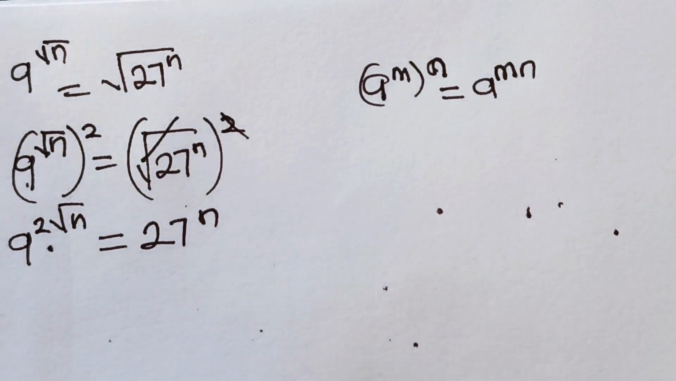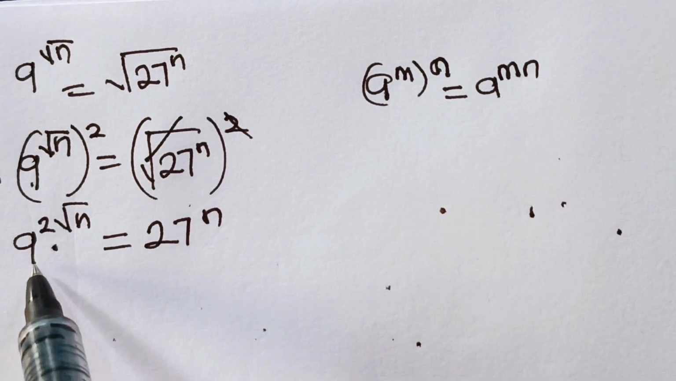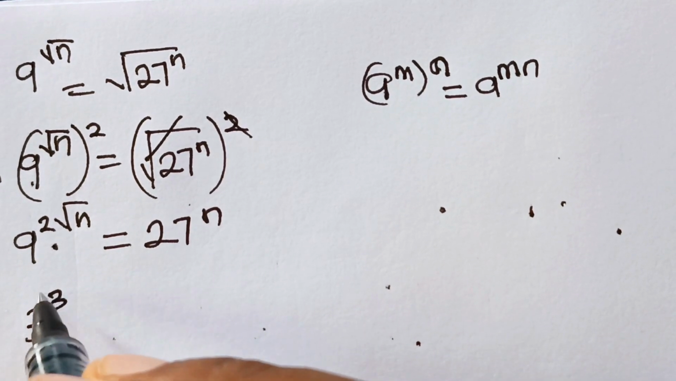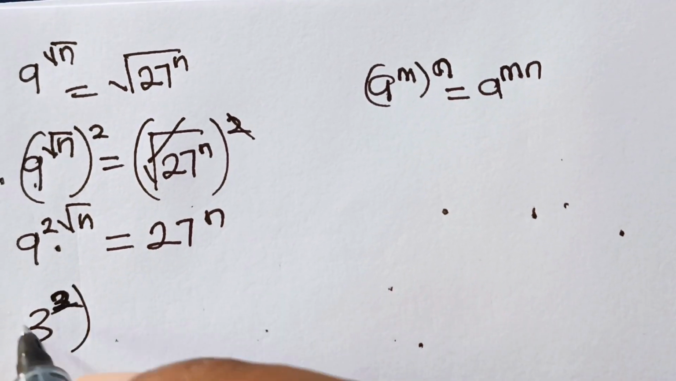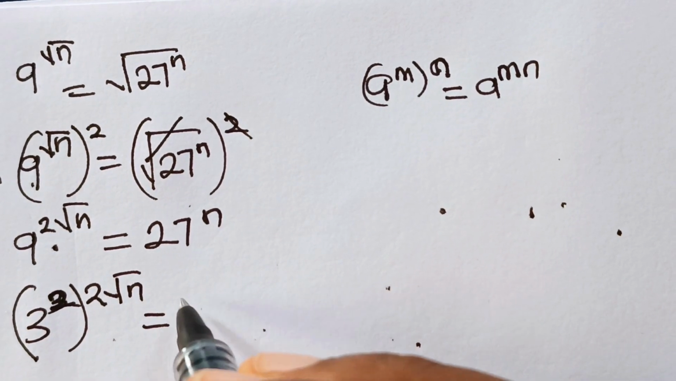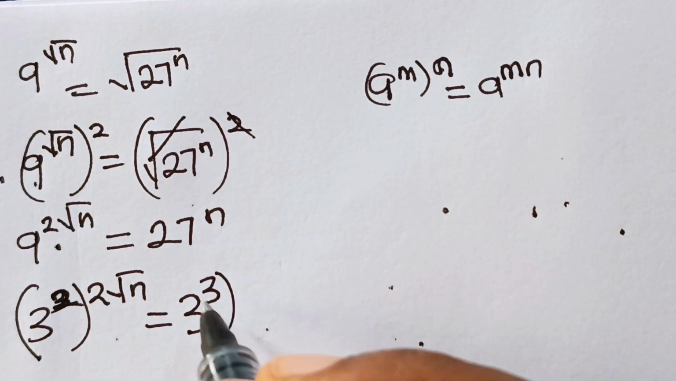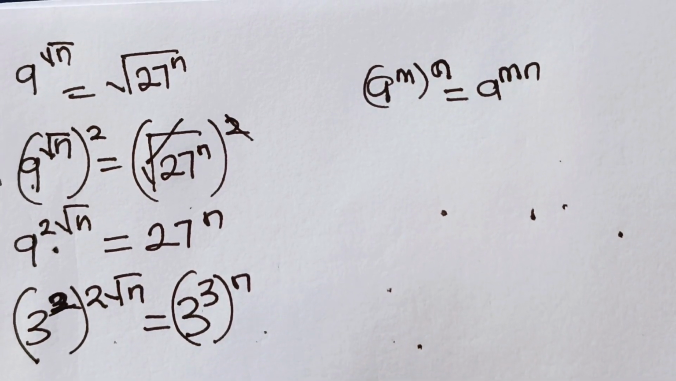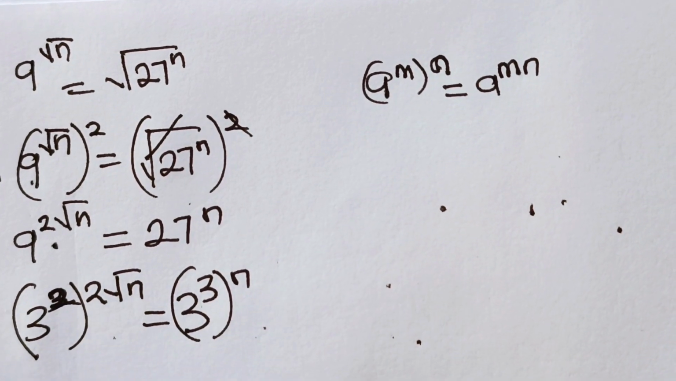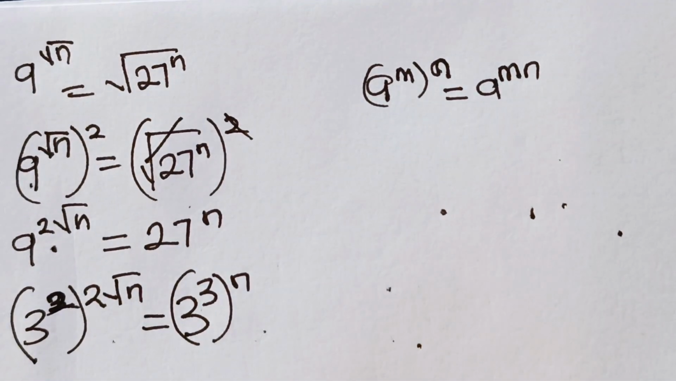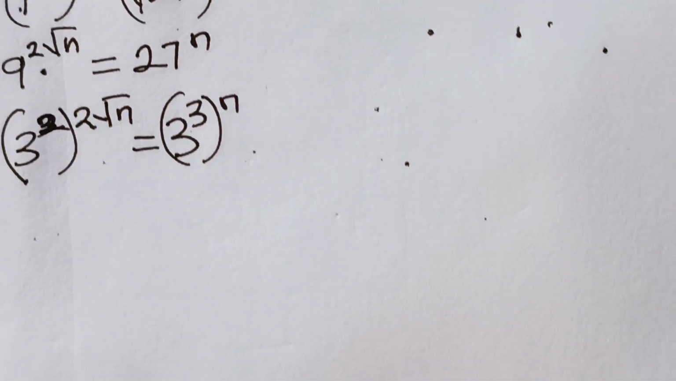Now when you look at this, we can rewrite 9 as 3 to the power of 2. Now 3 to the power of 2, raised to the power of 2 root n, is equal to 3 to the power of 3 raised to the power of n. I would like you to stay put and see how I prove the answers that we got, because to prove that the answers are correct is another math on its own. So don't miss the fun.